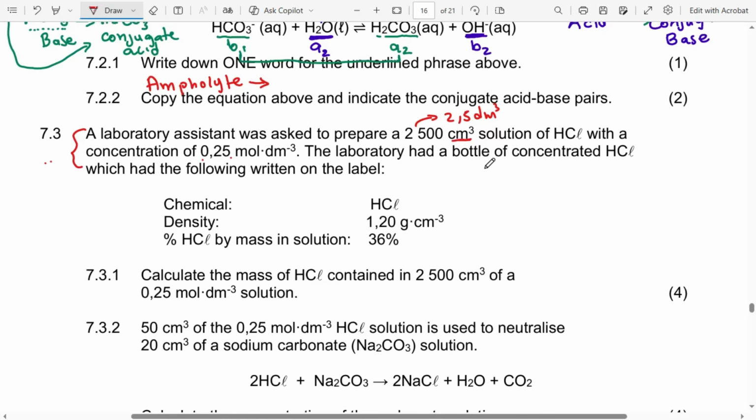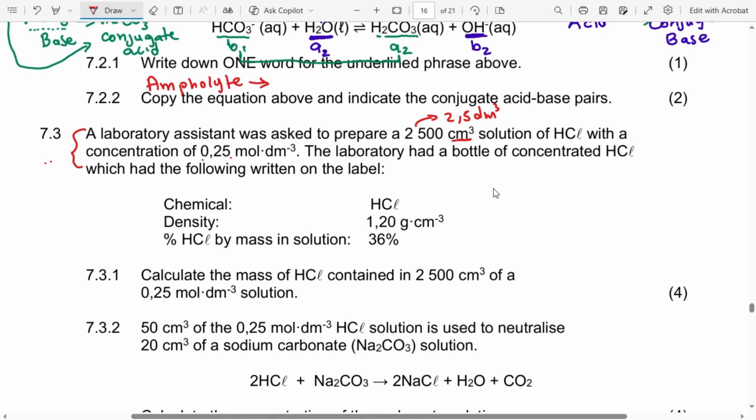And the best way to do this is to follow the question. What is the question asking? Just use whatever you are given and the correct formula to find what they are asking for. Calculate the mass of HCl contained in that 250 centimeter cube of 0.25 decimeter cube solution. So you know what you're going to do.